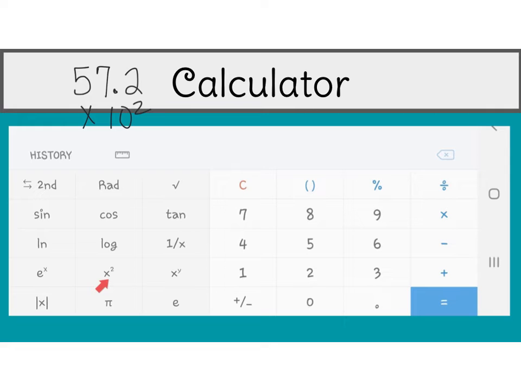Now on my calculator, it automatically gave me the answer. And it gave me an answer of 5,720. Now, this is going to be one of those things where you might need to play around with it and practice and see what the keys do for you.